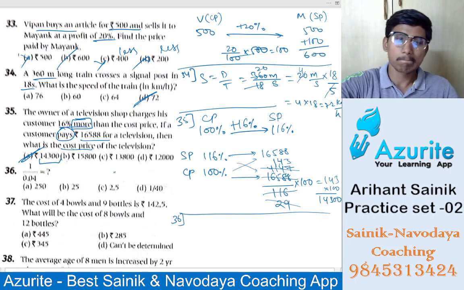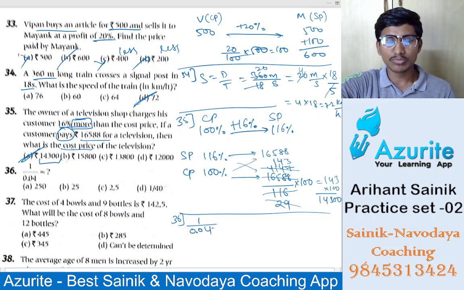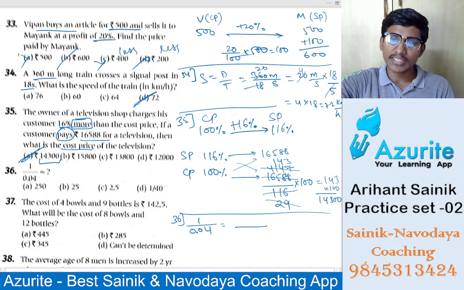36. 1 by 0.04, it will be how much? We have to multiply with above 100, that is 1 into 100 divided by 4, because this goes two decimal places, so we multiply above with two zeros. So 100 divided by 4, 4 25s are 100. So 25 is the answer. Okay.